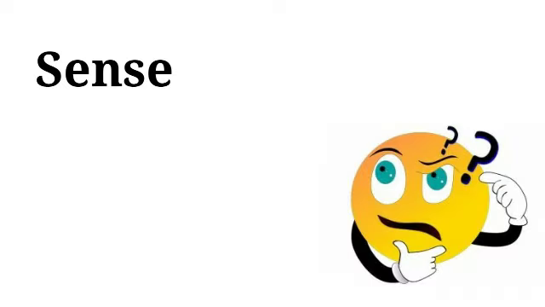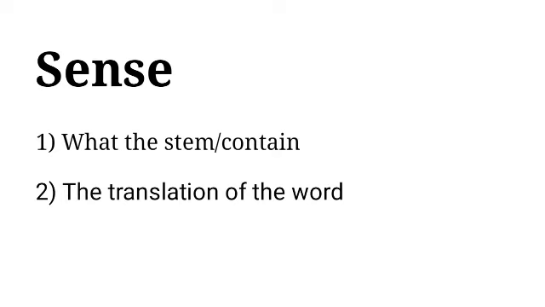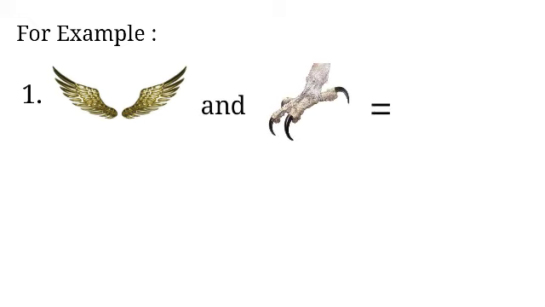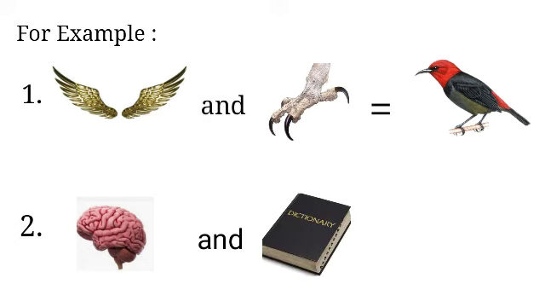Okay, what are the meanings of sense? The first, what the stem contains. The second, the translation of the word. Actually, both meanings are related because there are different points of view, native and non-native speaker. For example, when people say bird, a non-native can describe an animal which has a couple of wings and a small pair of feet. The second, when people say bird, a native is already thinking of a translation of bird.